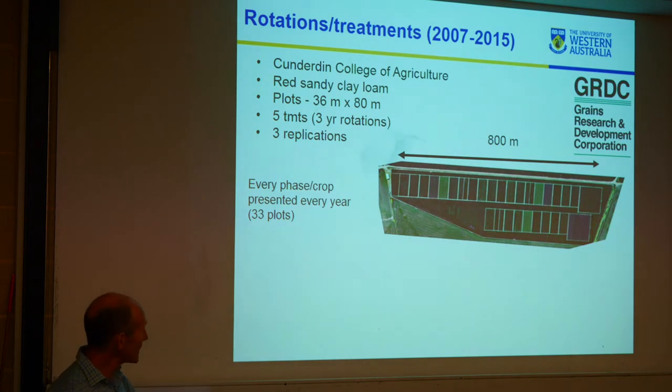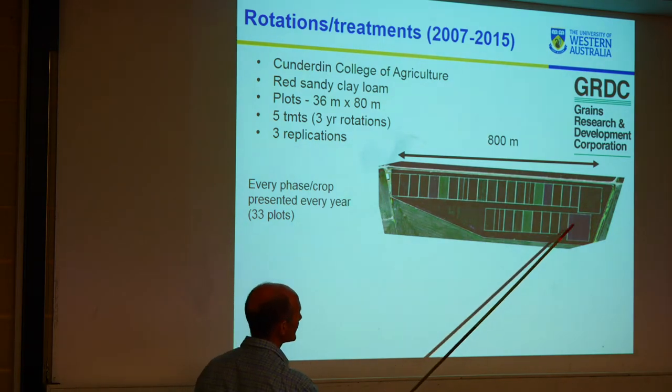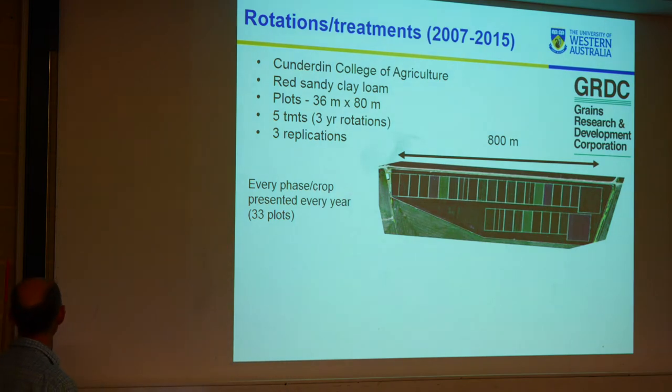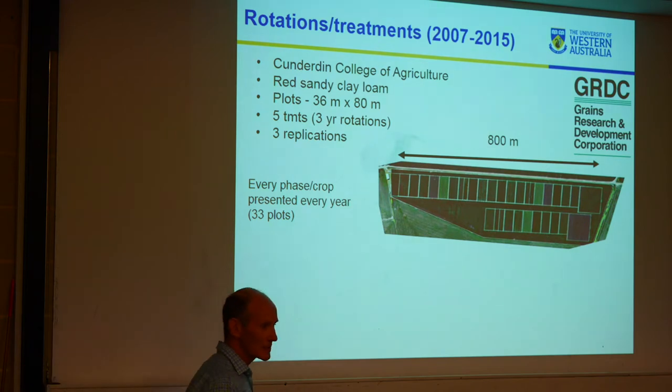And you can see all the plots lined up there. The two plots at the end here look fairly large. Those are 1 hectare plots. We've got some Bowen ratio equipment in there for measuring evapotranspiration.